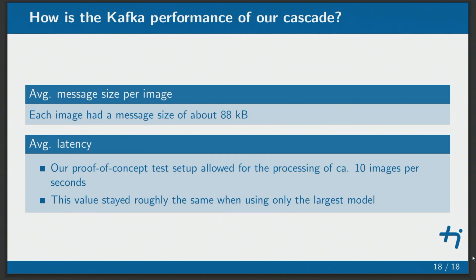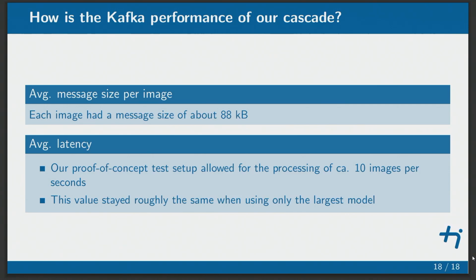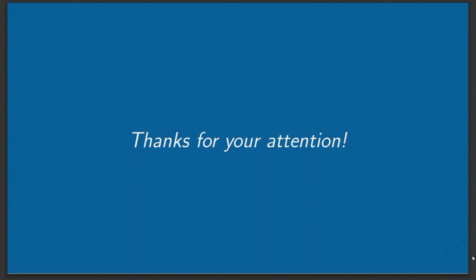And compared to sending everything to the largest model, the value stayed roughly the same, so we didn't sacrifice any latency here. Overall, I think it's quite a nice result. We could reduce the utilization of our largest VM, for example, while making reasonable sacrifices in accuracy. So, thanks for your attention, and now open for questions.